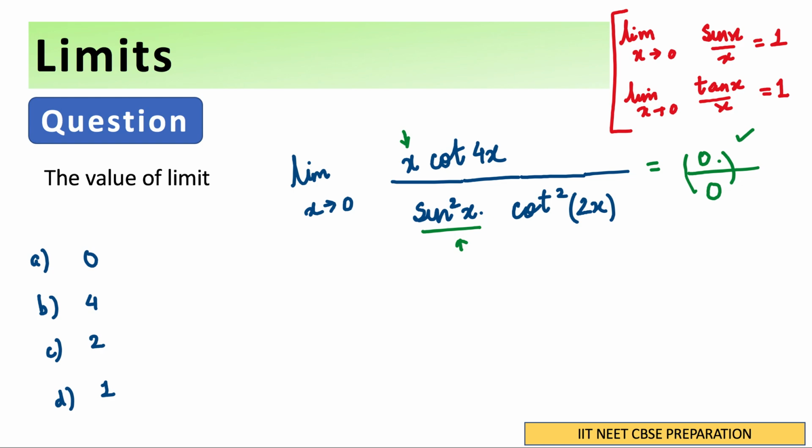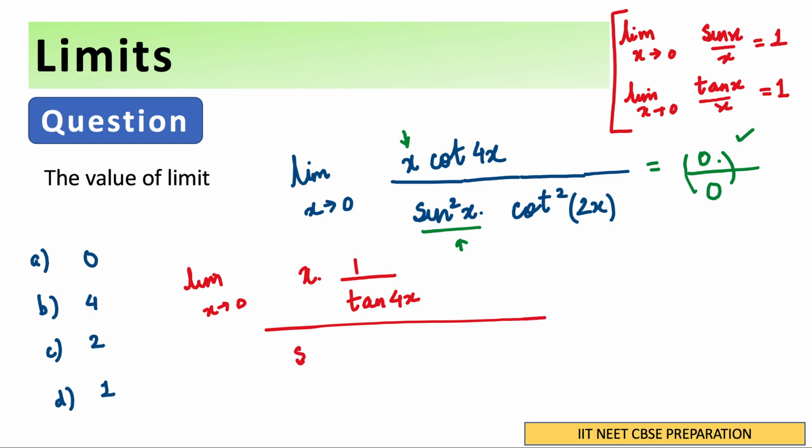First of all, let's convert cot 4x and cot square 2x into tan. So limit x tends to 0 of x into cot 4x, which I can write as 1 upon tan of 4x. Next, sine square x we will keep as it is. And cot square 2x we can write as 1 upon tan square 2x.